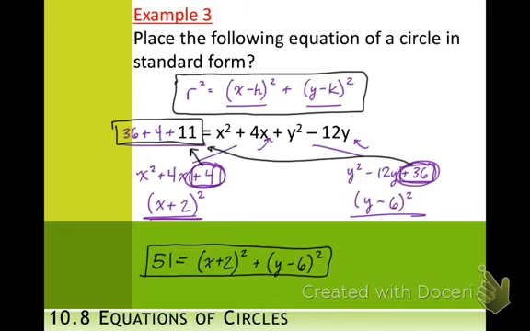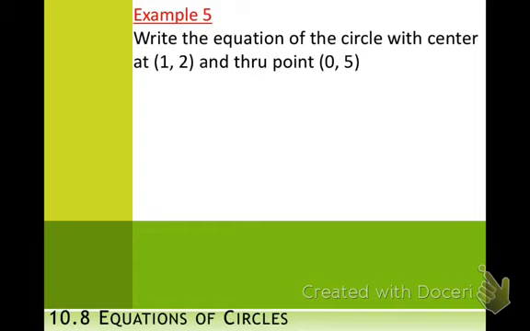All right, let's do another example. Write the equation of the circle with the center at 1, 2, and goes through a point 0, 5. So let's think about the information we're given. I don't have a radius. I do have a center, x minus 1, y minus 2. So just based on the information that I have at my disposal here, I've got to figure out the radius. That's all that I'm missing.